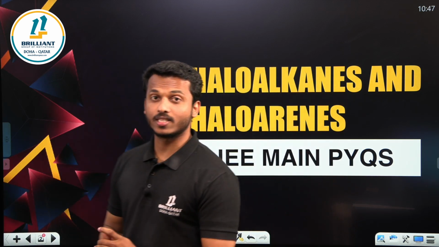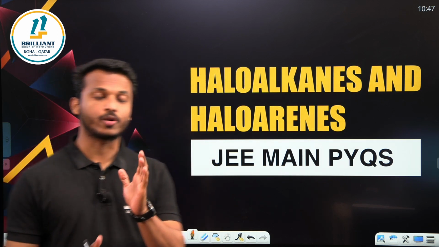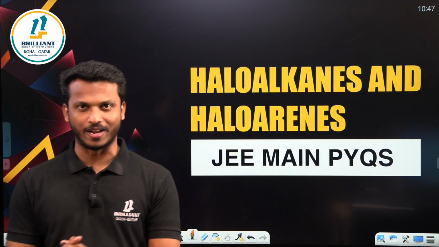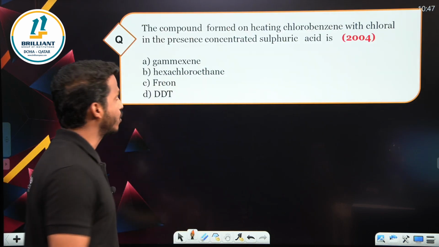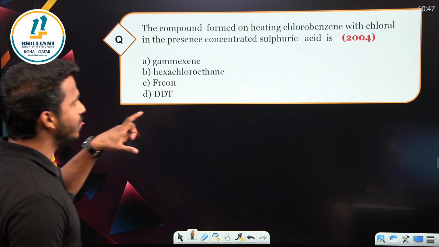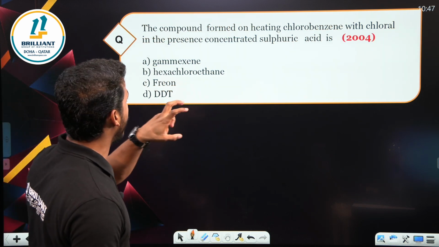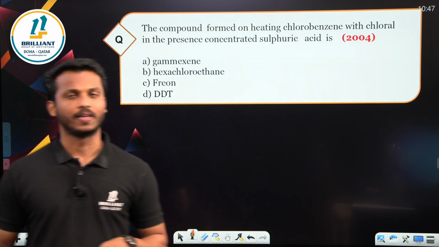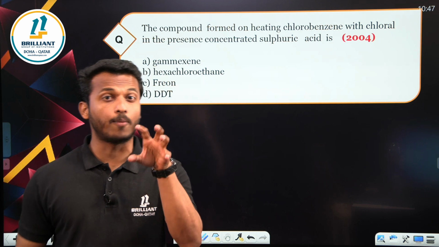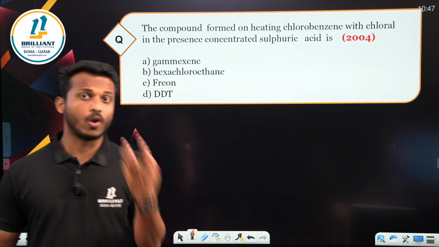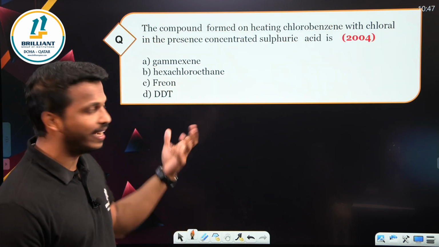Here we are going to discuss JEE Main Previous Year questions from the chapter Haloalkanes and Haloarenes, the organic one. Dear all, let's go to the first question from 2004. The compound formed on heating chlorobenzene with chloral in the presence of concentrated sulfuric acid is. A simple question from the area polyhalogen compounds. You may study the freon and chloroform, iodoform and DDT, etc.